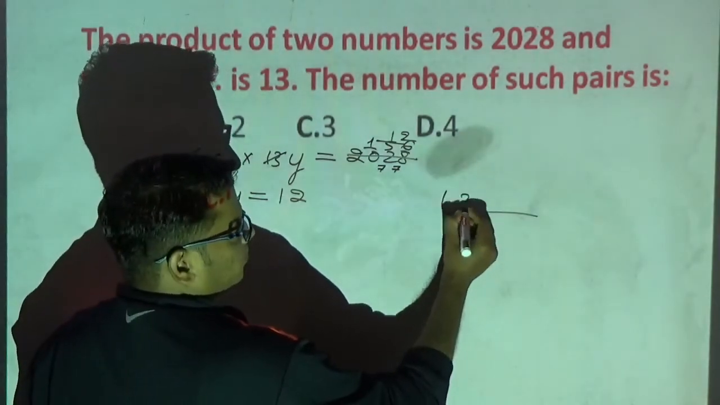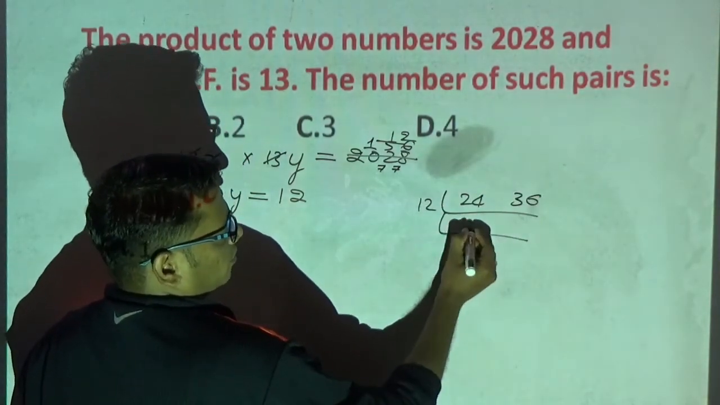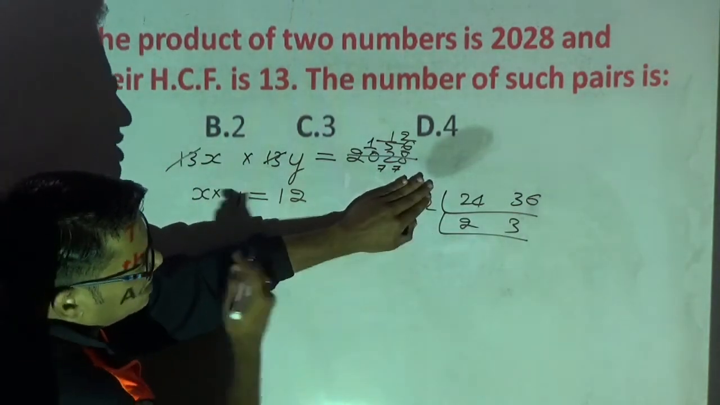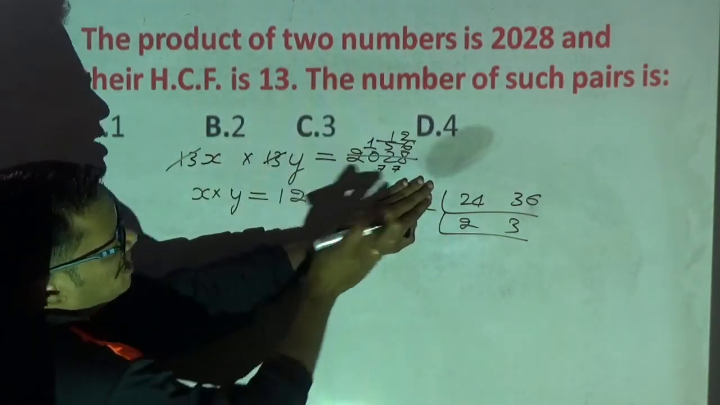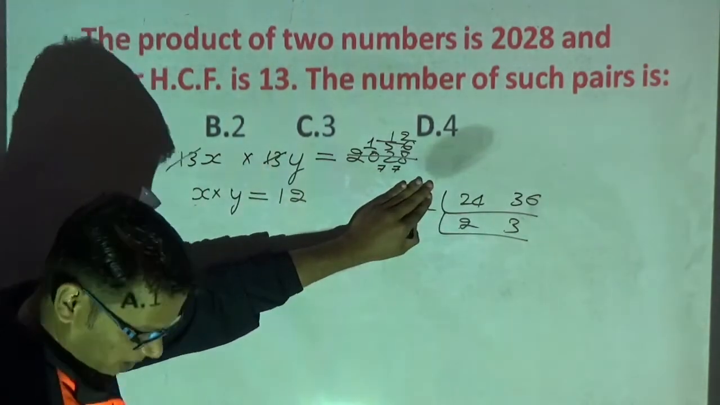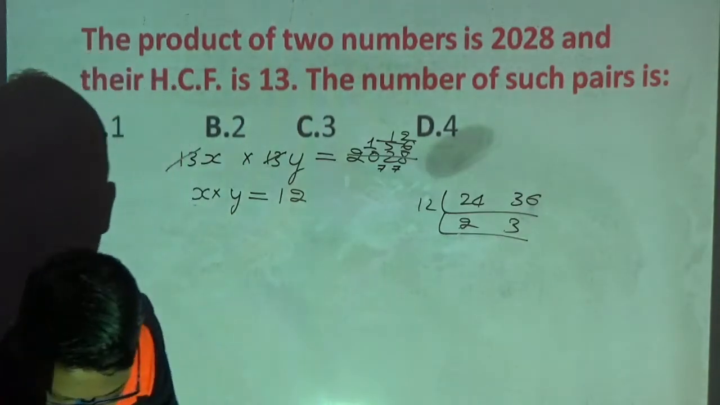Please observe here. I will give an example: 24 and 36. Now you see, 12 2s are 24, 12 3s are 36, correct? So that means I have taken the HCF common. After taking the HCF and simplifying, the HCF is over. The remaining factors are always co-prime, correct? That means I cannot take anything common apart from 1.